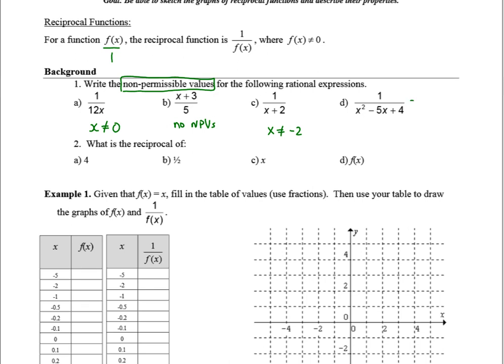And what would I have to do with this guy? Factor. Good. Two numbers that multiply to positive 4 but add to negative 5. Negative 1 and negative 4. So x can't be equal to 1 and 4. Opposite signs.